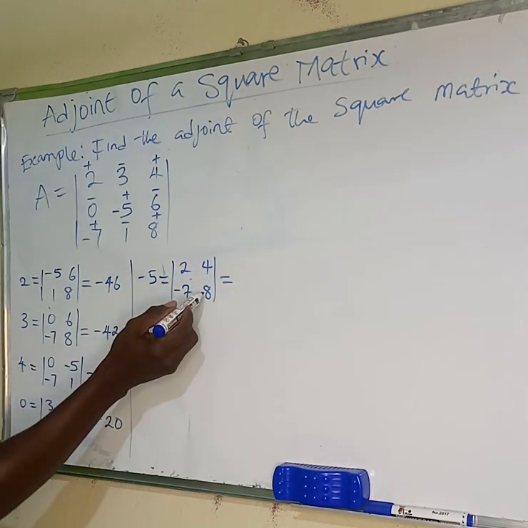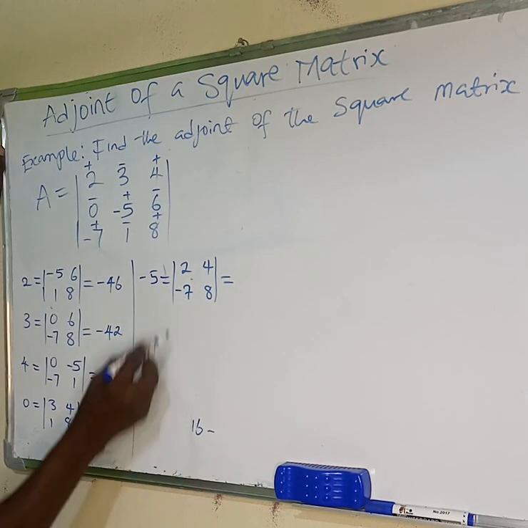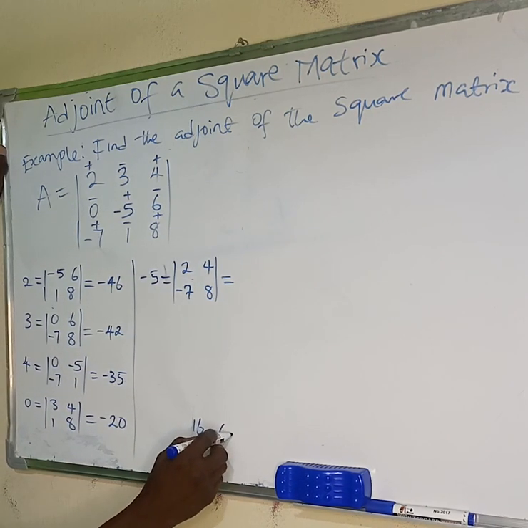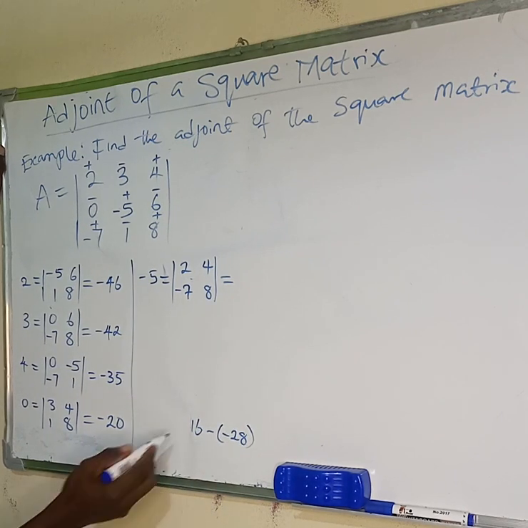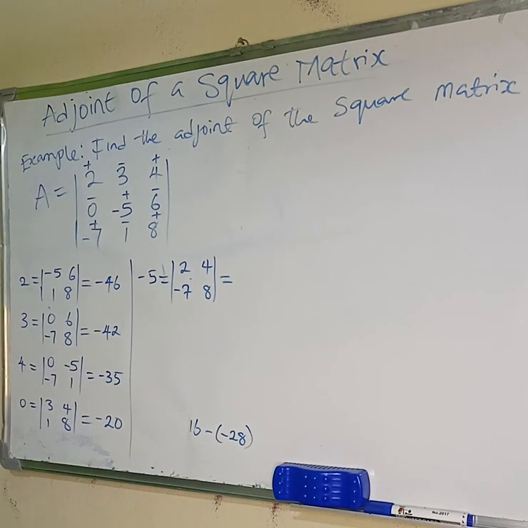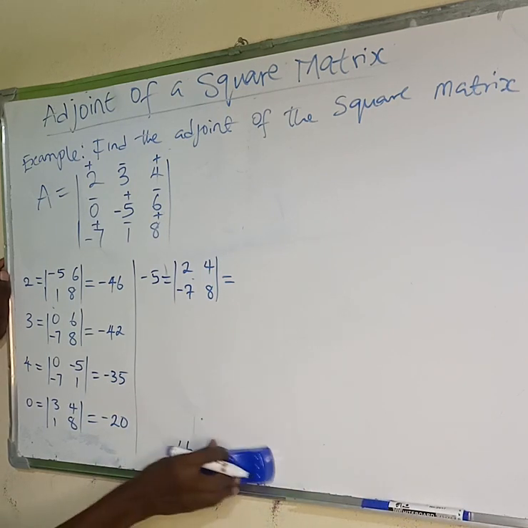Now, 2 times 8 will give us 16, minus negative 7 times 4 will give us negative 28, which means there's another negative. So 16 minus 28 will give us 16 plus 28. And what will it give us? That is about 44. Let's verify. 16 plus 28, yes, this is 44. All right, so we're going to be having positive 44.